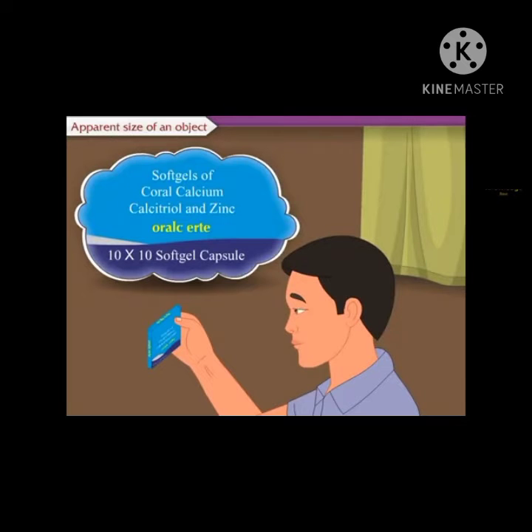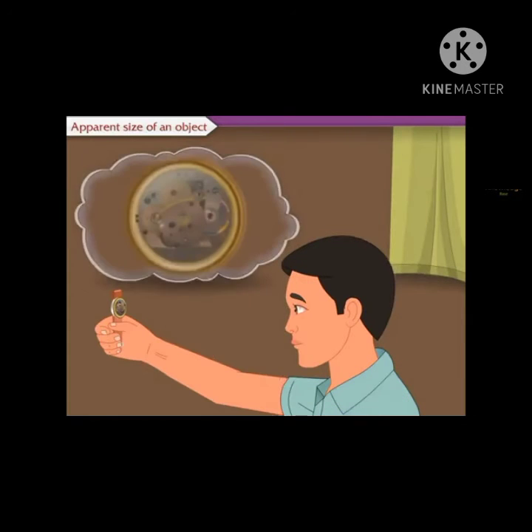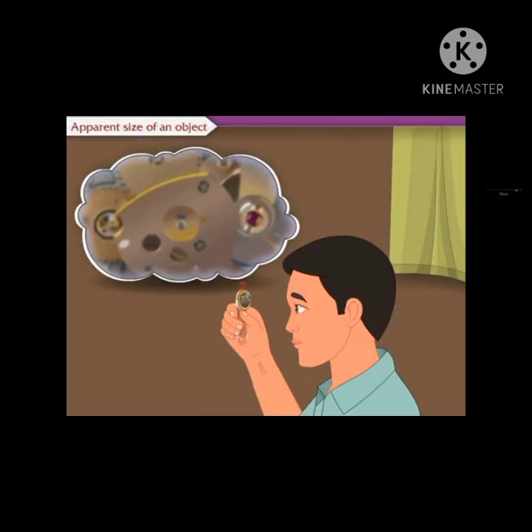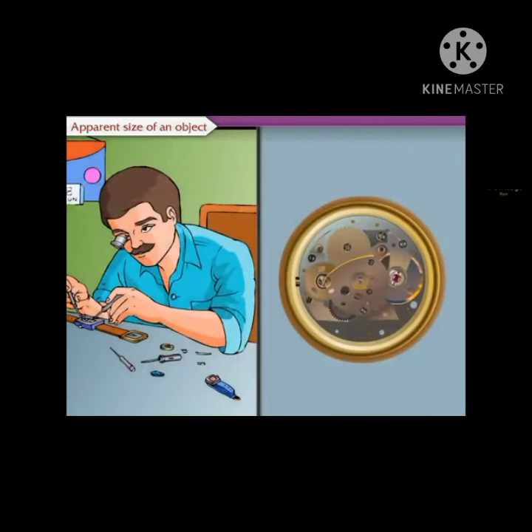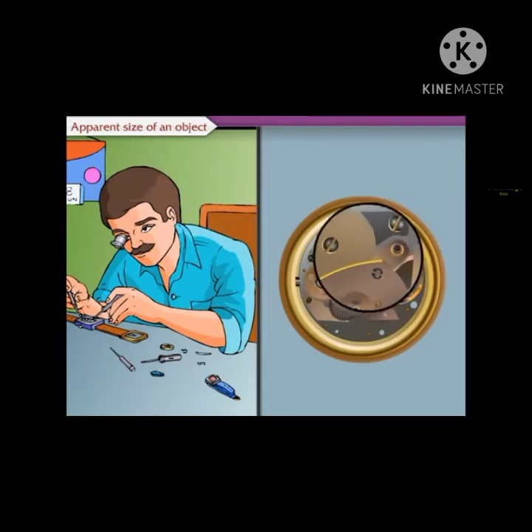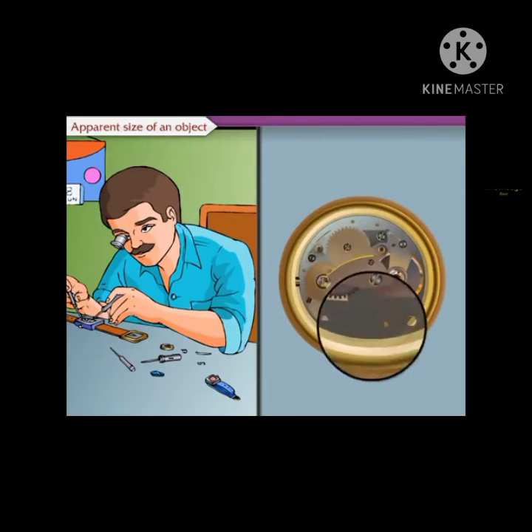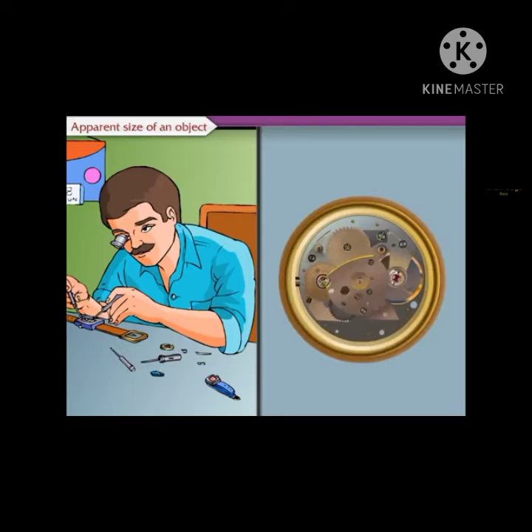vision from the eye. Sometimes the object to be seen is so small that we are unable to see it clearly, even if it is held at the distance of distinct vision. If we bring it near to the eye, its apparent size increases, but due to the strain caused to the eye, we cannot see it clearly. This difficulty can be removed by looking at the object through a convex lens held closer to the eye.